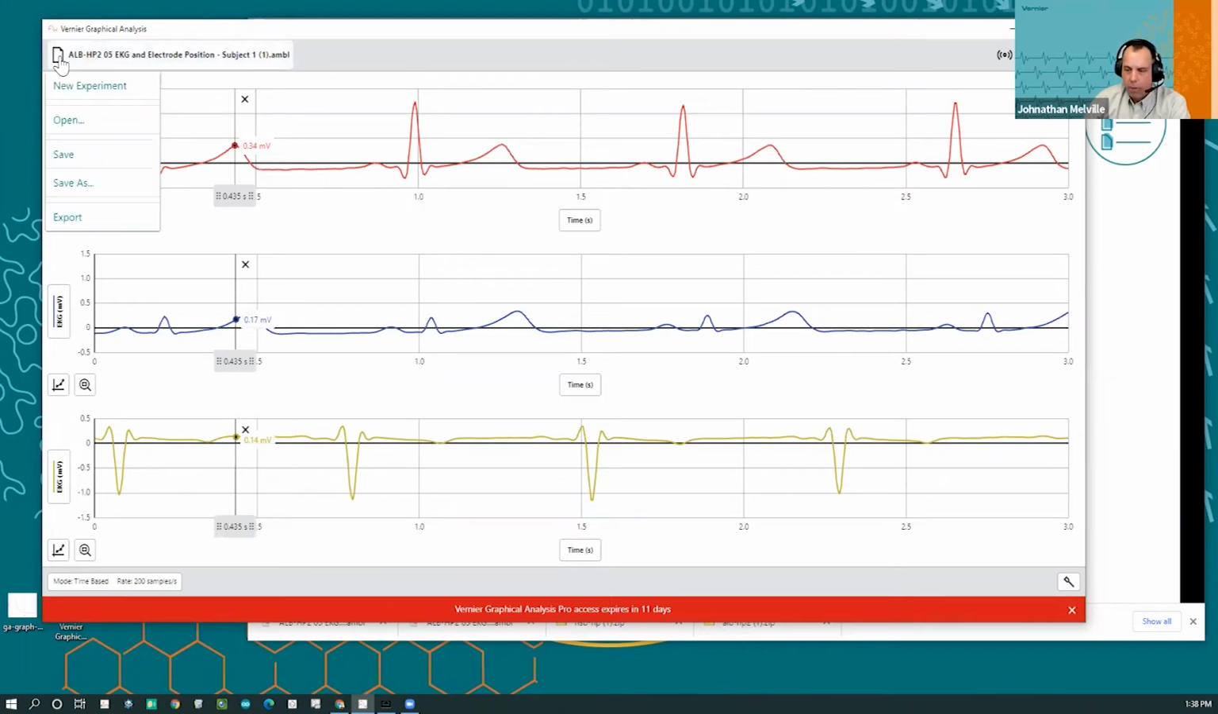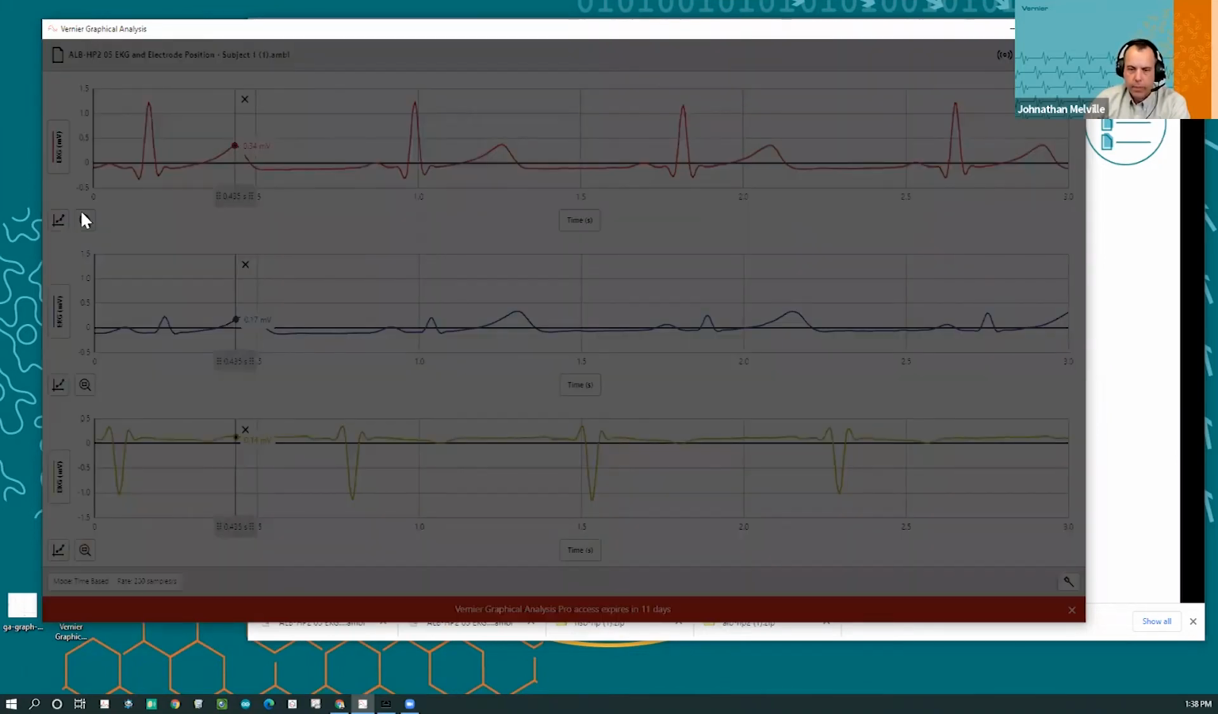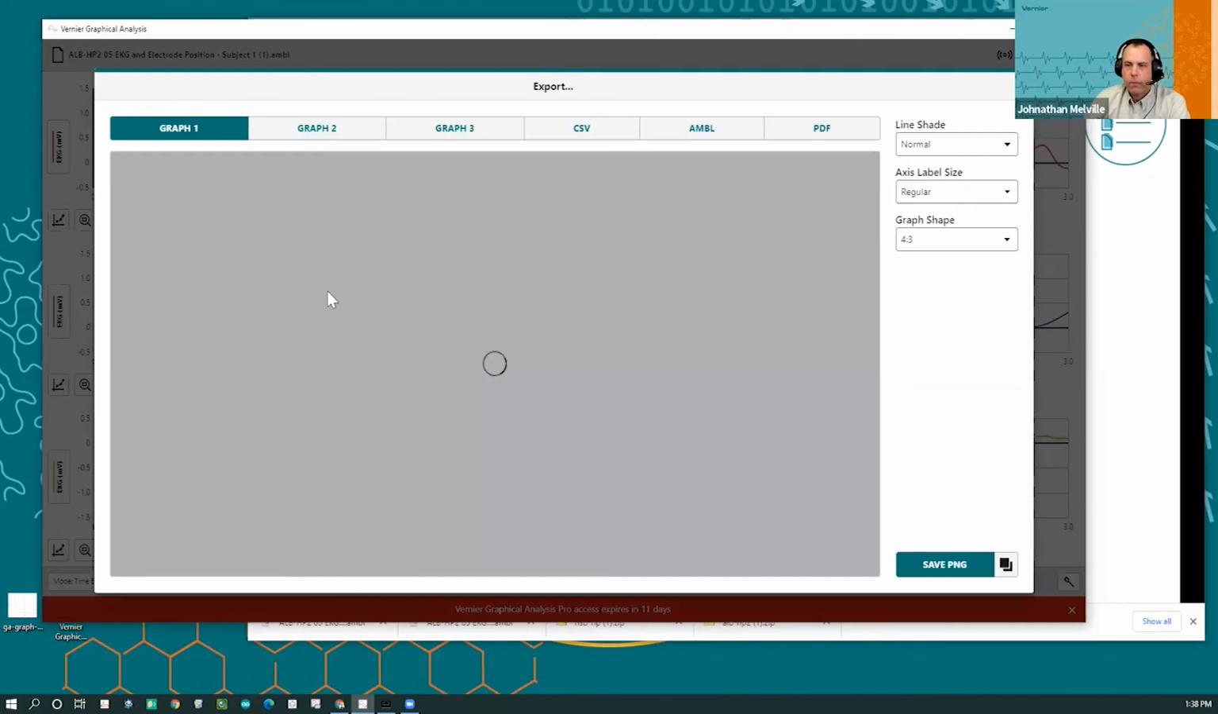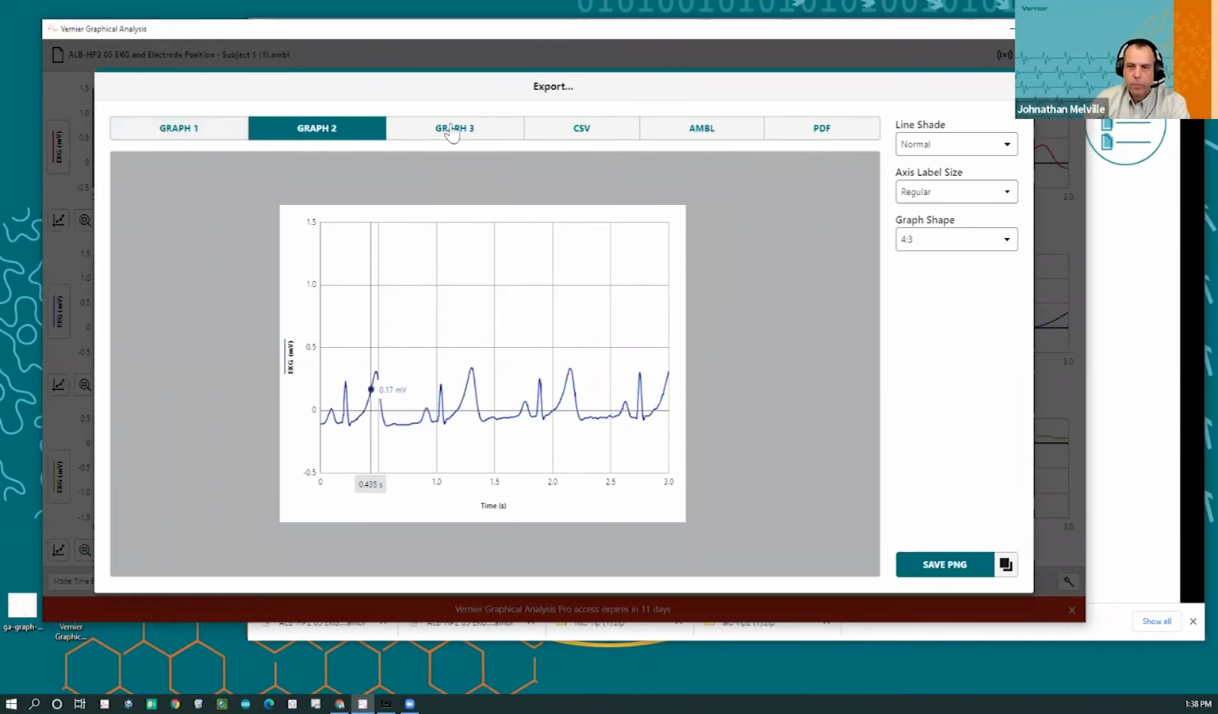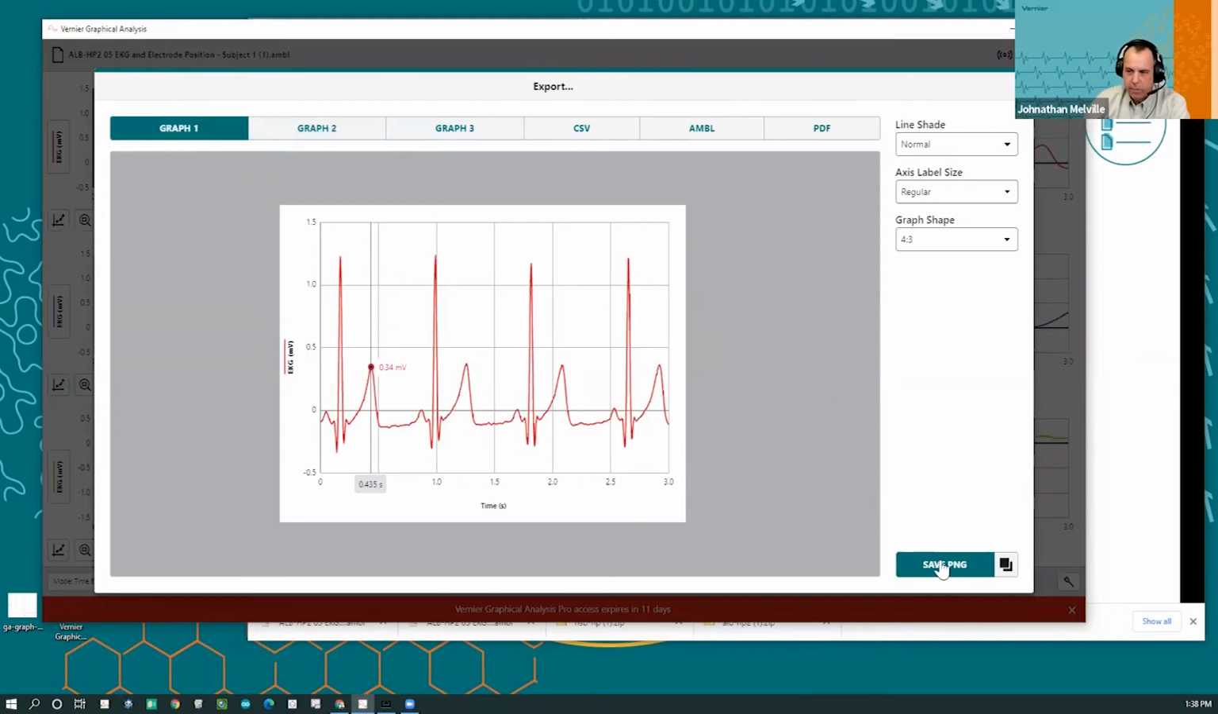There are great ways to export data. If you wanted to export this graph, you can go here to export, and you can easily export it. It's going to show you all 3 graphs that you can export. You could save these as PNGs, or export them as CSVs, and so you can get them straight into Google Docs if you wanted to, or anything like that.